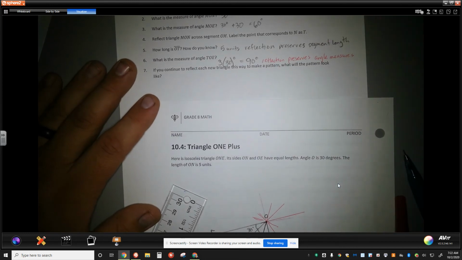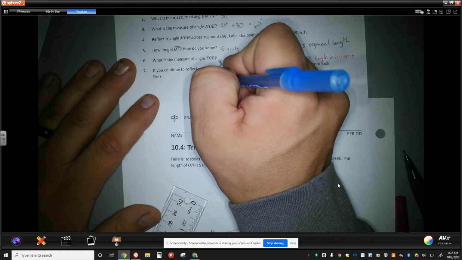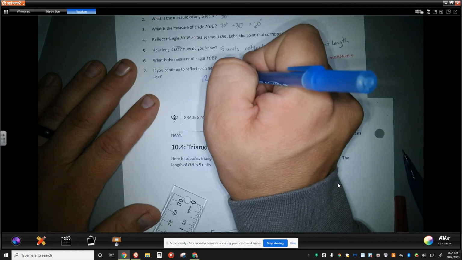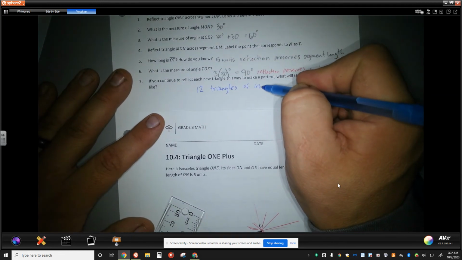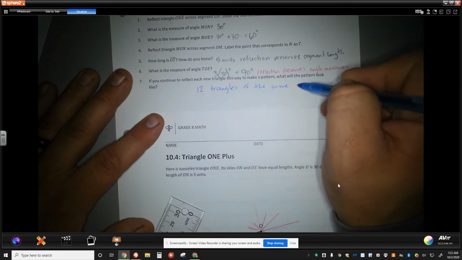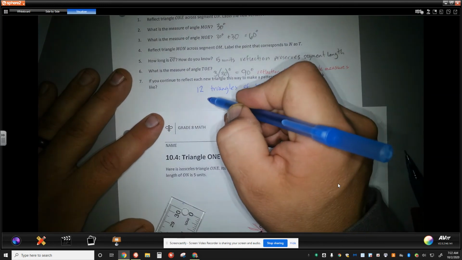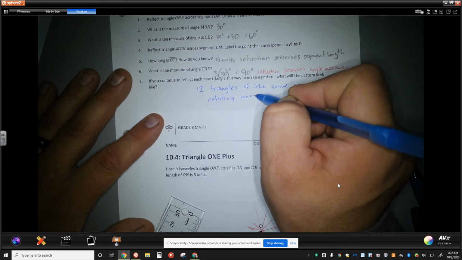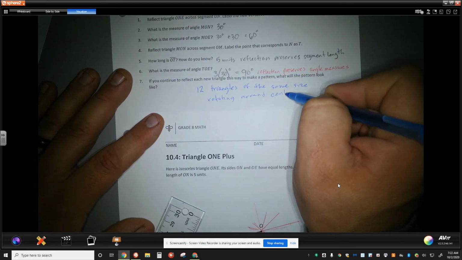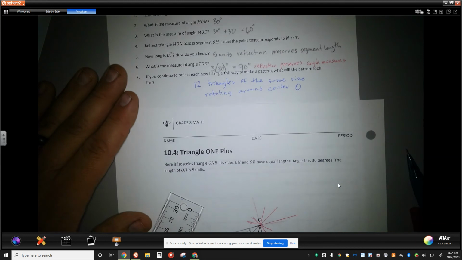What will the pattern look like? It will look like 12 triangles of the same size rotating around center O. We would end up with a 12-sided figure.